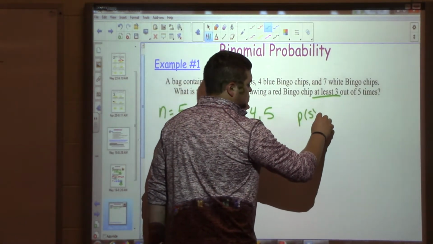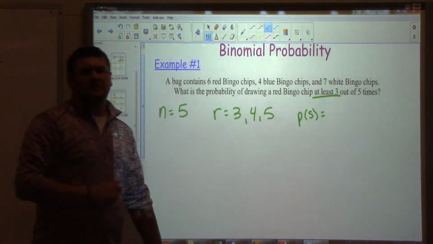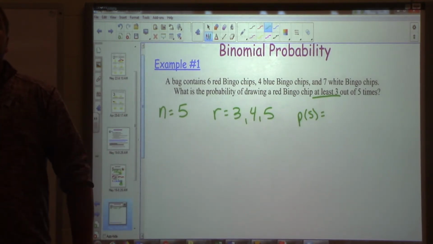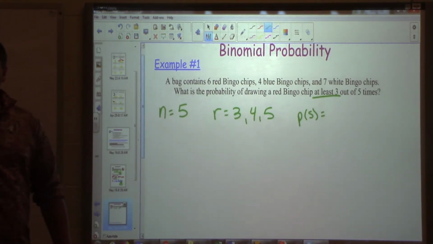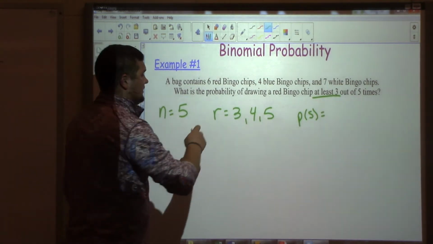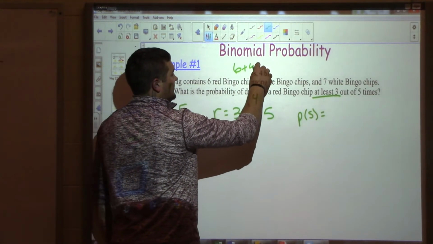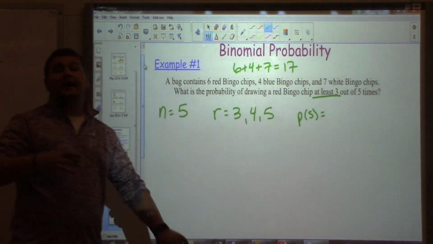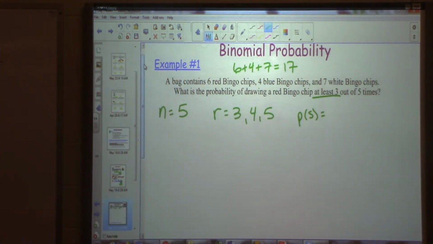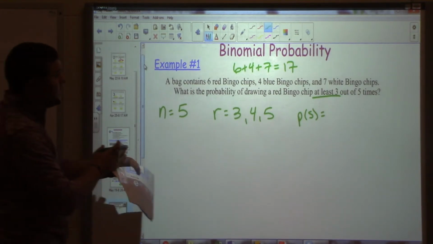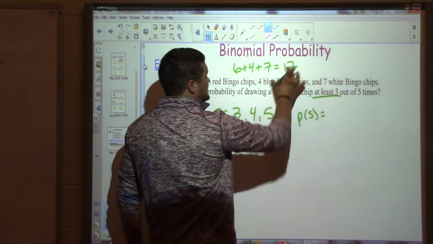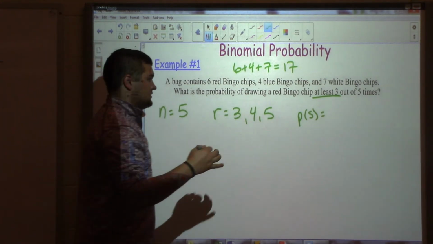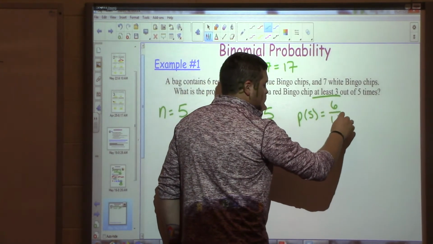Probability of success. What's my probability of success going to be? 6 out of 17. How'd you get that, Aaliyah? Because you add the 6 bingo chip, like all the bingo chips together, and then there's 6 out of all of them. Perfect. We need to add all the different bingo chips we have. We have 6 red, 4 blue, 7 white. That gives us 17 total chips. And I have 6 red, so 6 out of 17 for picking red.